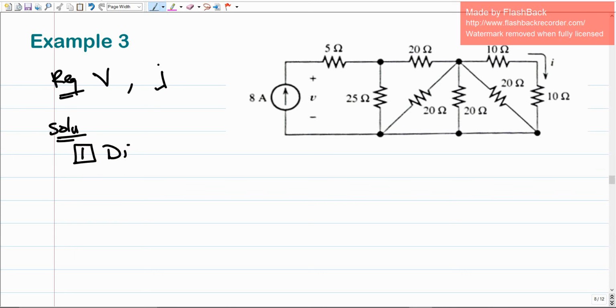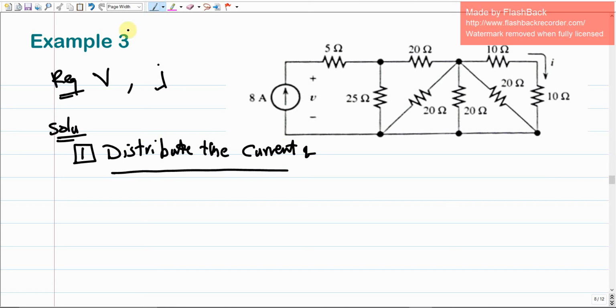Step 1 is to distribute the current over the electrical circuit. This is the total current, which we knew is 8 ampere. Let us give it a name for now, like IS, but you should understand that this IS is already given by 8 ampere. This IS will go over the 5 ohms, then at node 1, it's going to be divided into 2 currents, I1 and I2.